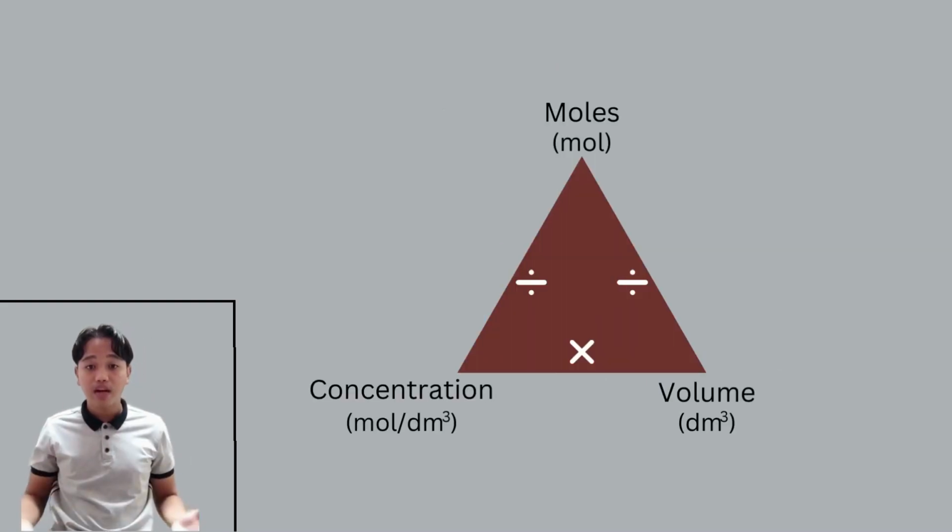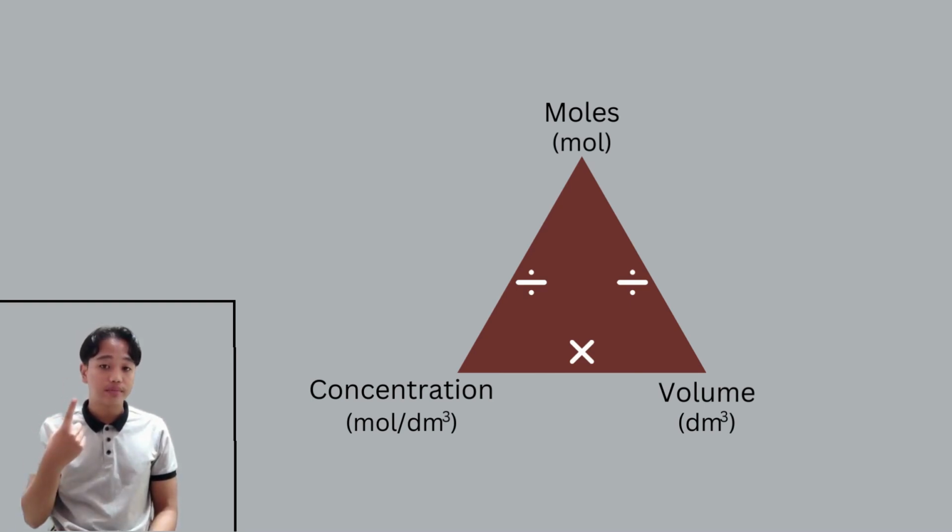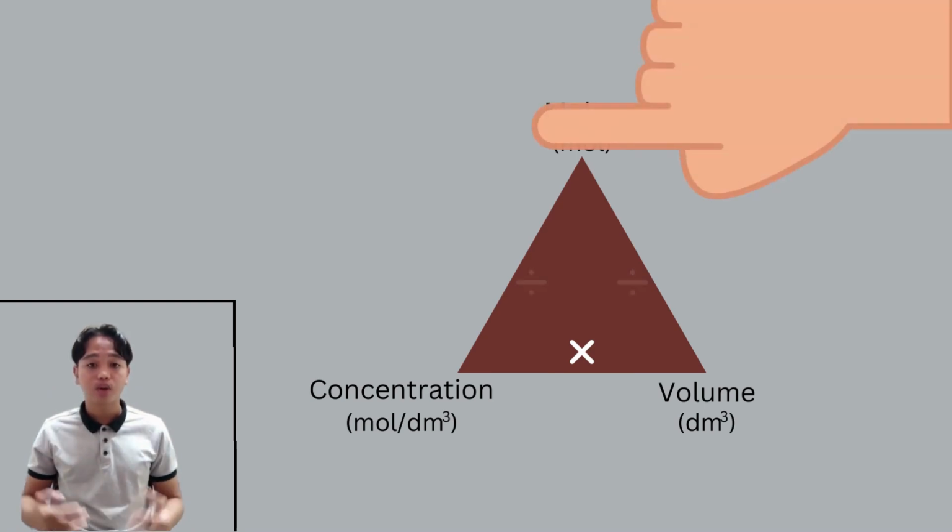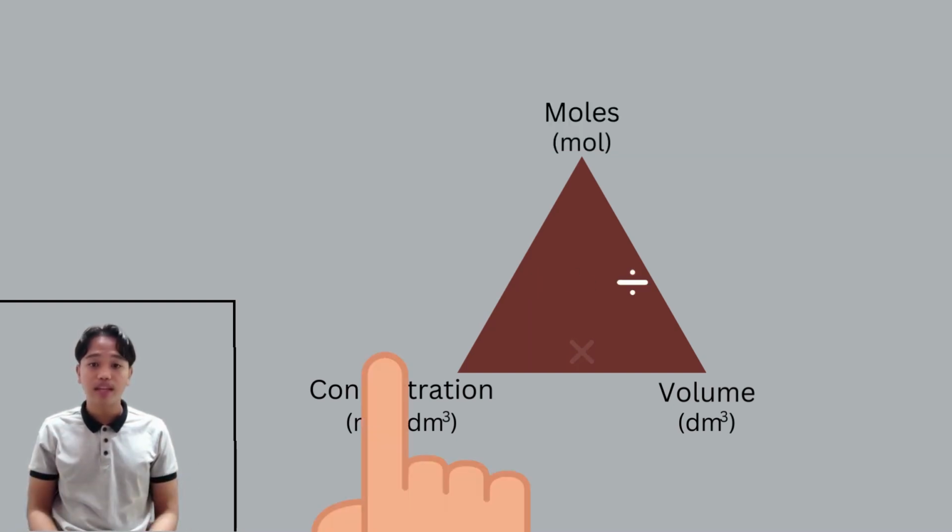You can find any of these quantities by covering the one you are looking for with your finger. For example, if you cover mole, you can find this by multiplying the concentration by the volume. This is because the two terms at the bottom of the triangle are always multiplied together. If you want to find the concentration, you cover this and divide the number of moles by the volume. Let us try this now.